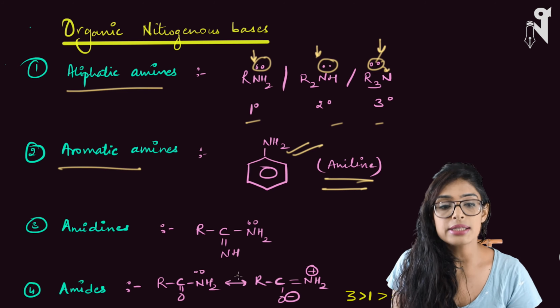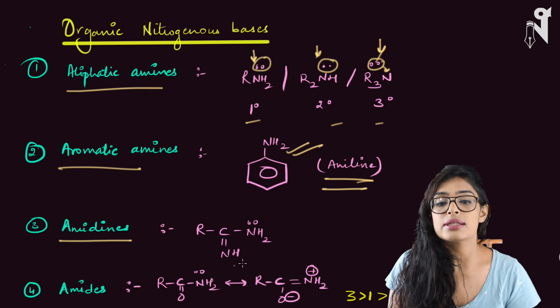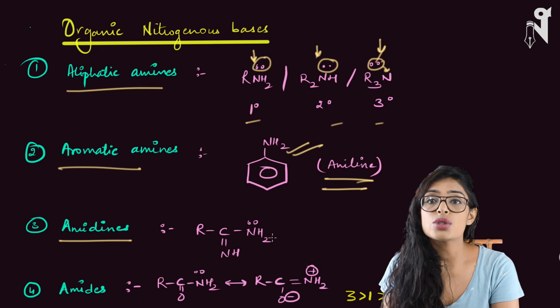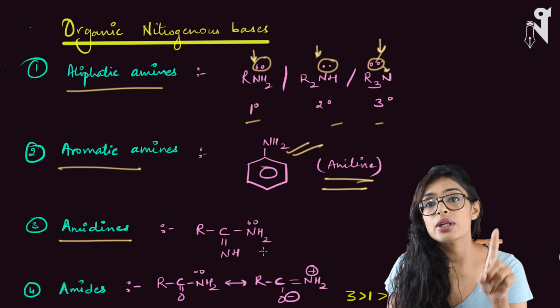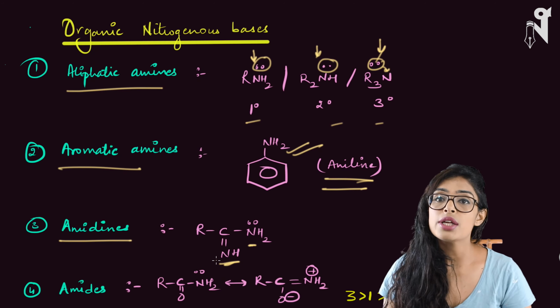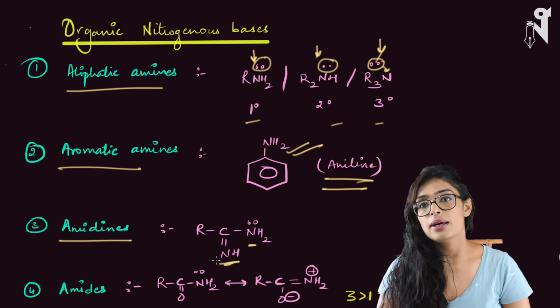Next is amidines. What are amidines? Amidines are where you have two nitrogens present. One is with NH2 and one has a double bond with carbon. So it is carbon double bond NH, carbon single bond NH2. This is also a kind of functional group which we have not dealt with in nomenclature because we do not need it for naming. We just need to know it for its basic strength.